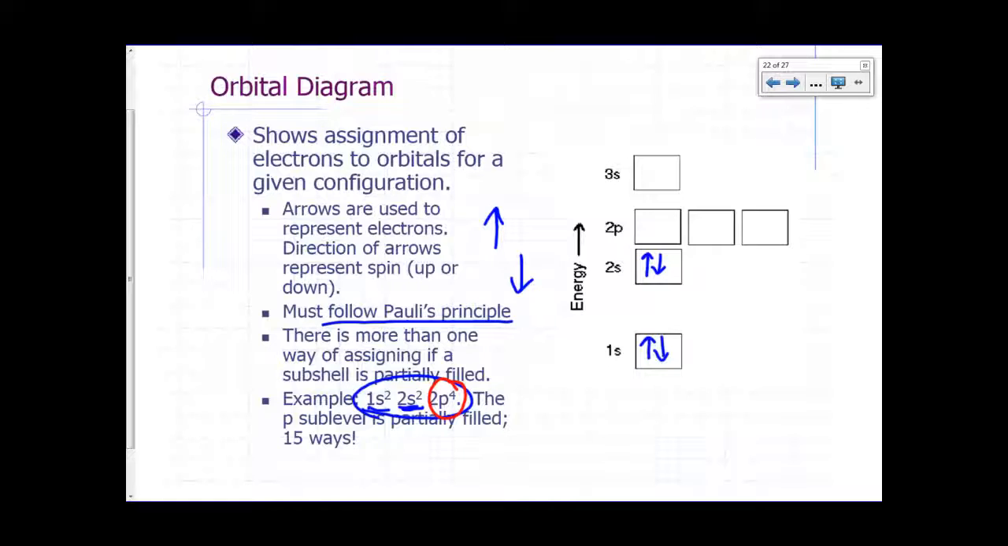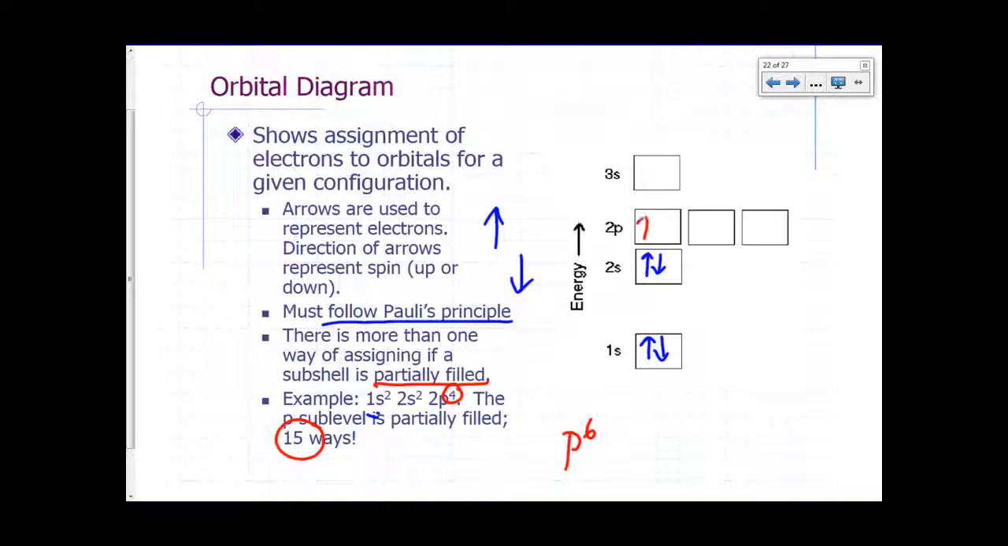Anytime you have a partially filled subshell, in this case you'll notice your p can accommodate up to 6, right? But you only have 4 electrons. So you'll find that there's more than one way of assigning those 4 electrons to the p subshell. In fact, there's 15 different ways you can do this.